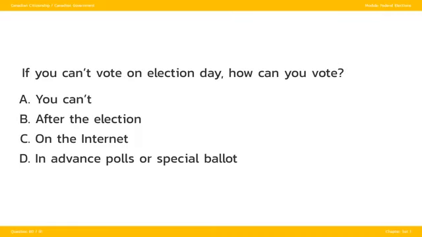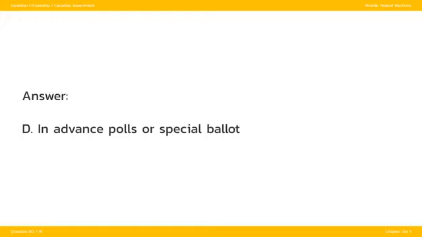If you can't vote on election day, how can you vote? A. You can't. B. After the election. C. On the internet. D. In advance polls or special ballot. The answer is D. In advance polls or special ballot.